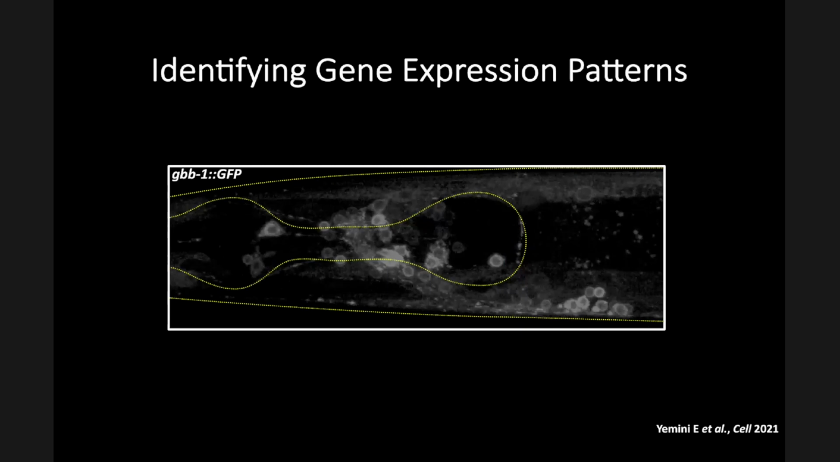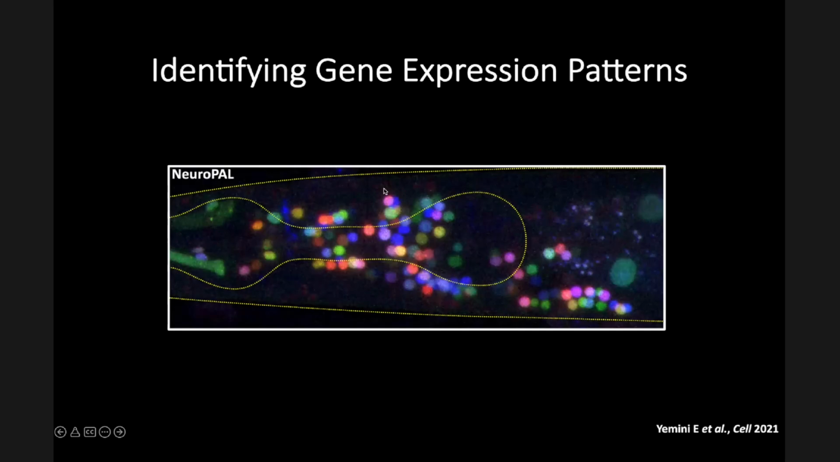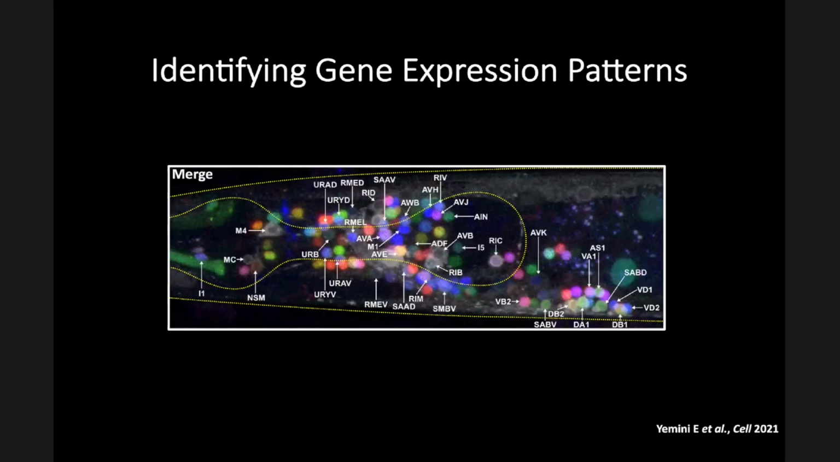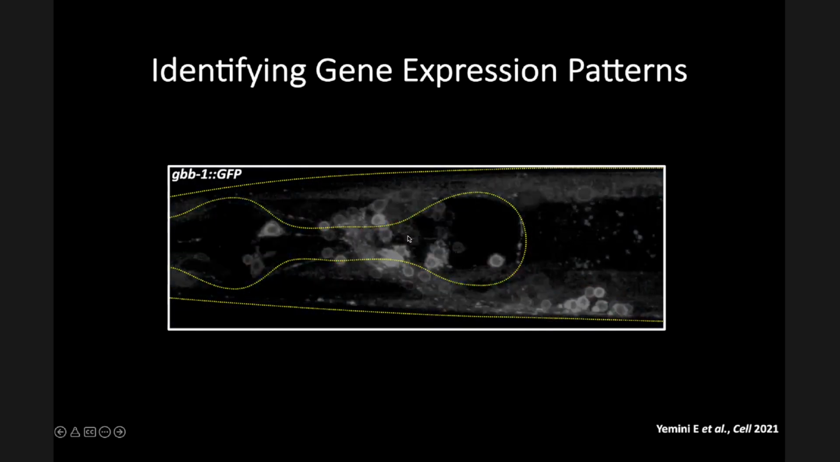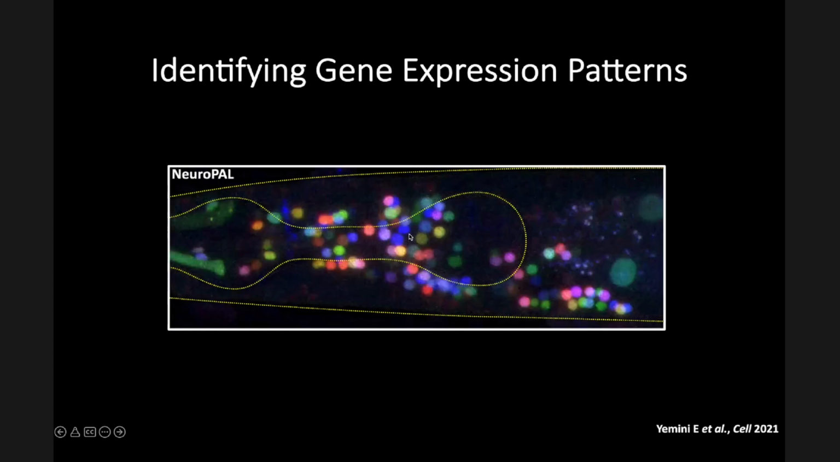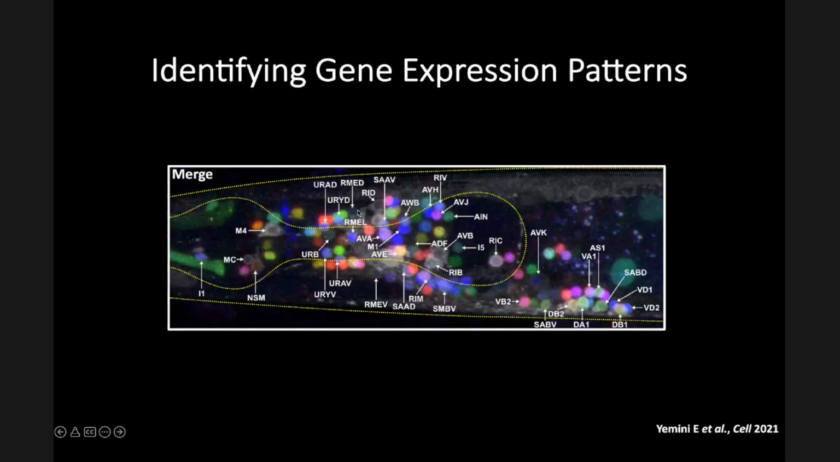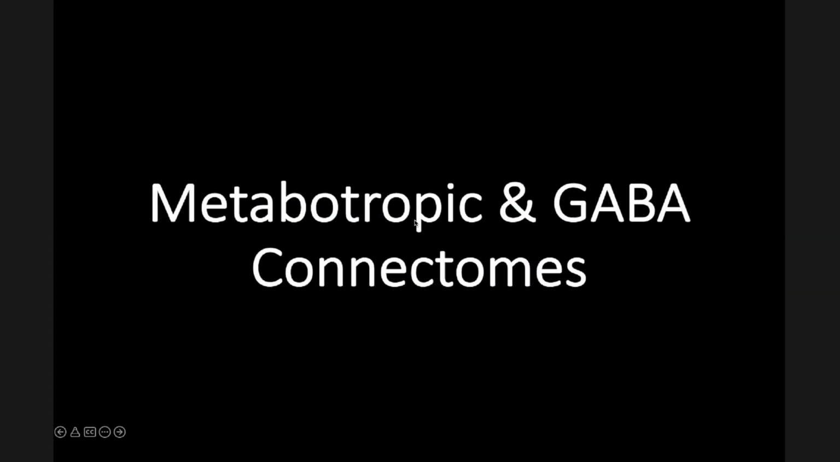So I told you before that we can identify gene expression patterns using the NeuroPAL. I gave you an example in which we had a GABA receptor expressed on the surface of a variety of neurons. We crossed that to the NeuroPAL, and thus we're able to know which neurons express that particular GABA receptor, that gene. And this is, by the way, GFP in white here. The NeuroPAL doesn't contain GFP, and when we cross the NeuroPAL to it, you can see where that GFP is located. And so what I did with that, first and foremost, is I completed the metabotropic and GABA connectomes.